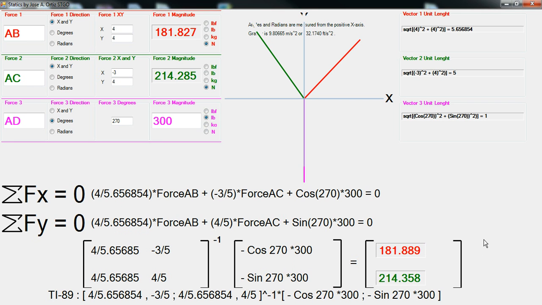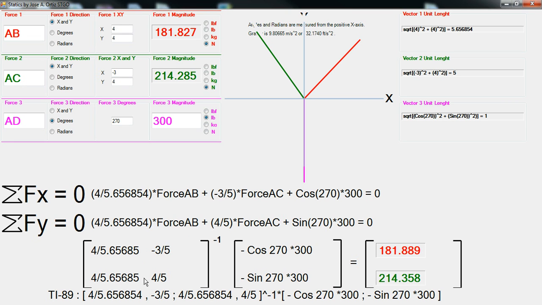There are many ways of doing this. Matrix is the fastest way, and you do not have to do a matrix by hand. You can use your TI-89 if you have one, or a TI-89 Titanium, your graphing calculator, and what you do is you type this in just like you see it here. You have this bracket here, and you type in the coefficients. So for the first row of this first matrix, it's 4 divided by 5.65 comma negative 3/5.